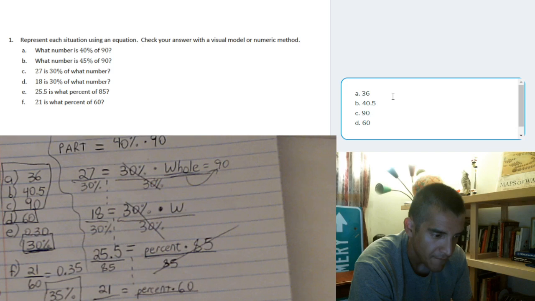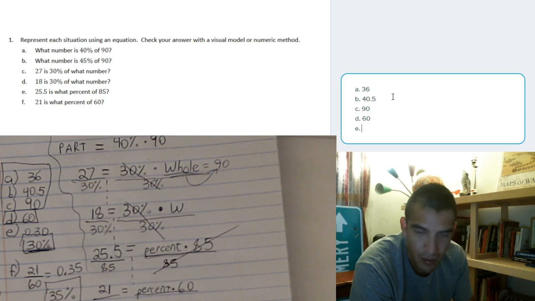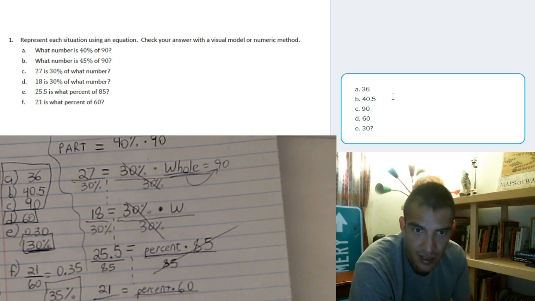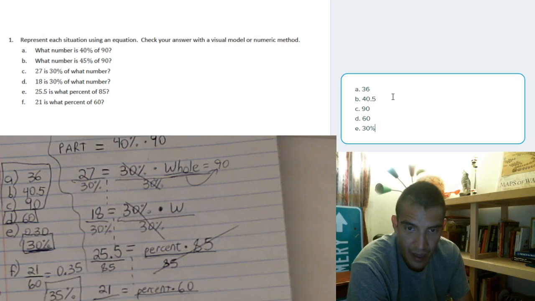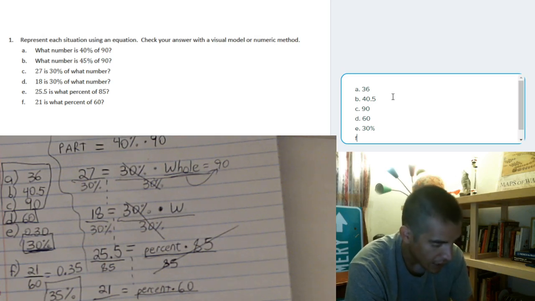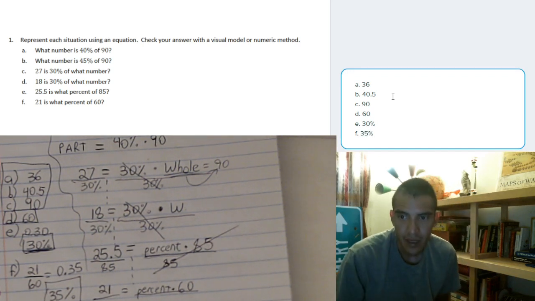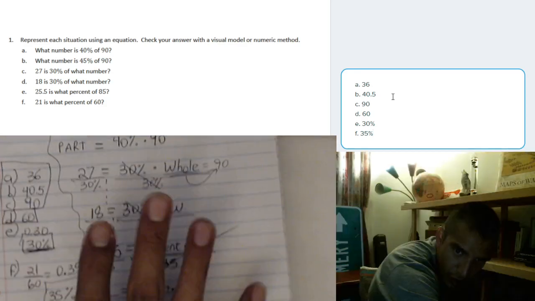Was that 60? Yeah. And then you're going to hit enter and E dot 25.5. What was that one? E was 30%. I'm looking at my answers right now. So this one you have to put a little percent sign in front of because this one was actually a percent. 30%. And then finally F dot. That final percent that we found was 35%.